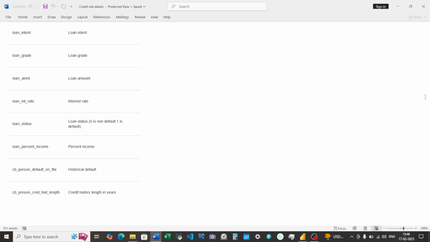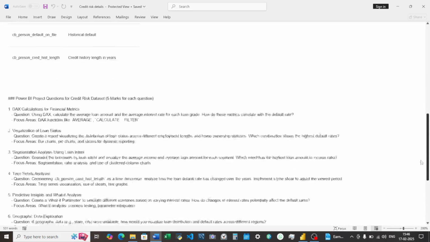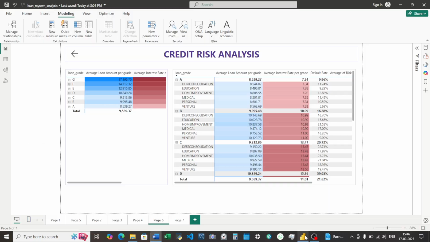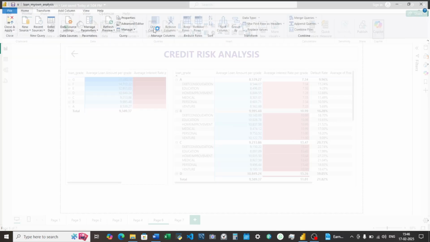And then you will see over here that credit history length and the employment length are both in terms of years, and loan status of someone who defaulted is 1 and for someone who did not default is 0. Let me take you to the Power Query editor real quick and show you the data cleaning steps that I have done to ensure that the analysis is accurate.